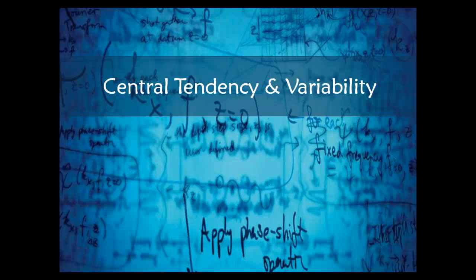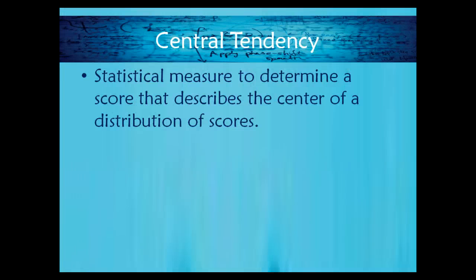Okay, this is a presentation of the chapters on central tendency and variability. So central tendency describes where scores tend to be. It's the statistical measure to determine a score that describes the center of a distribution of scores. So where scores tend to be, or where scores tend to center.